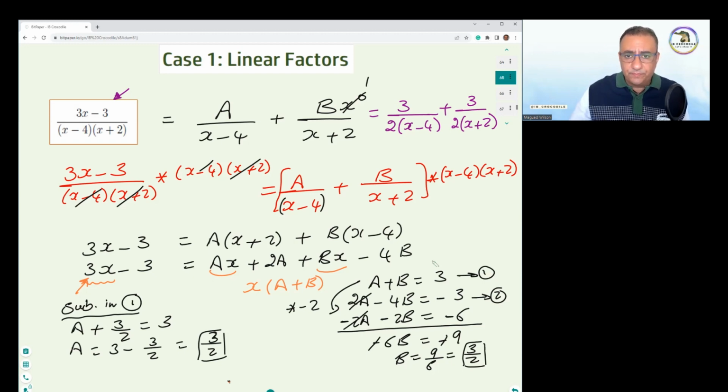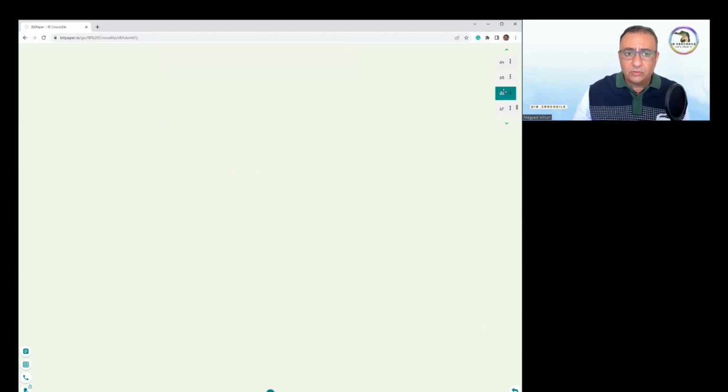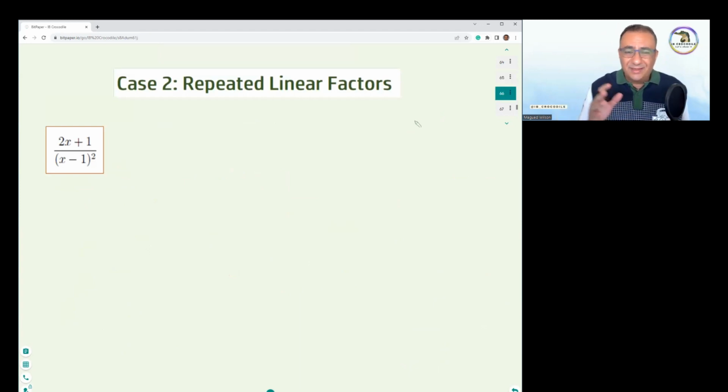That is case 1. Let's now move on to case 2, which is repeated linear factors. Let's see what is the difference between this function and the previous one. First of all, it is still linear, which means we still have x to the power of 1 as the highest power of x, which is the degree. Now x minus 1, again, the factor is linear. But when you see it to the power of 2 or to a certain power, that means it is repeated.